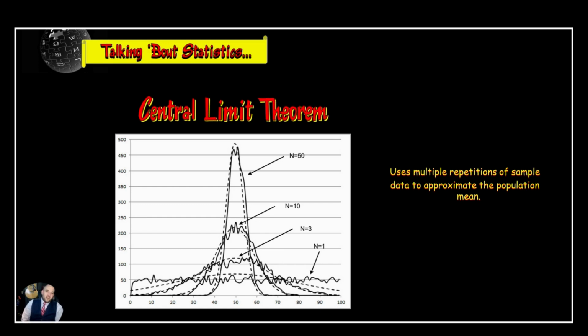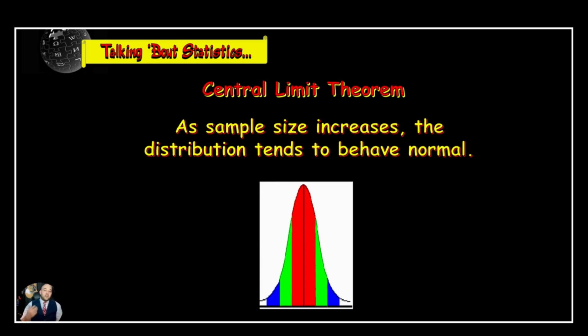And if you think about it, if you only grabbed like a sample size of 5, right, and you have 100 random samples, that could be a biased sample. It could have been a clustered sample where it's all just in one end. So that's why we use multiple repetitions of data to understand the population mean. So, in summary, as a sample size increases, the distribution tends to behave normal.